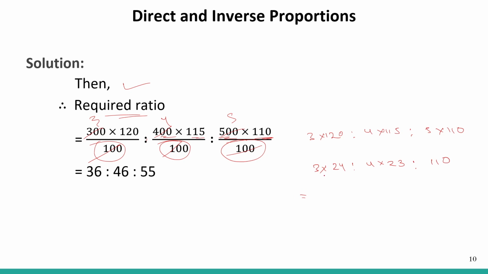So this is equal to what? Again, can we divide by 4? No. So we can divide by 2. So 3 into 12 is 36, this will be 46, and this will be 55. So this will be 36 is to 46 is to 55. So this is the ratio at which we arrive. Okay, so this is the final ratio.